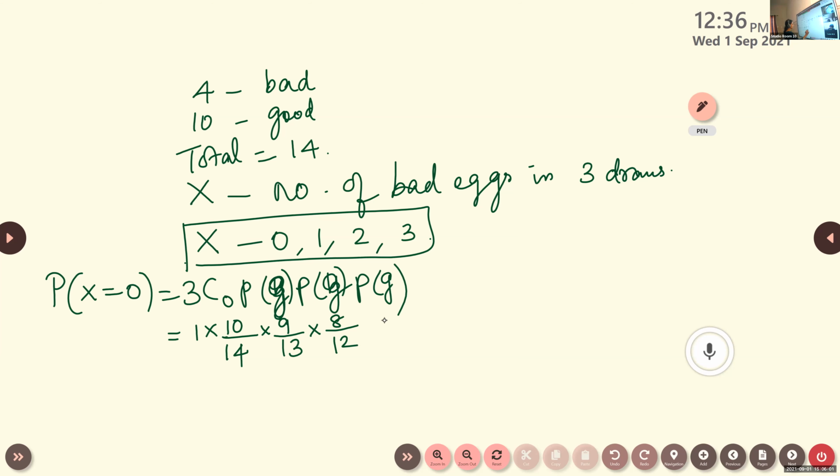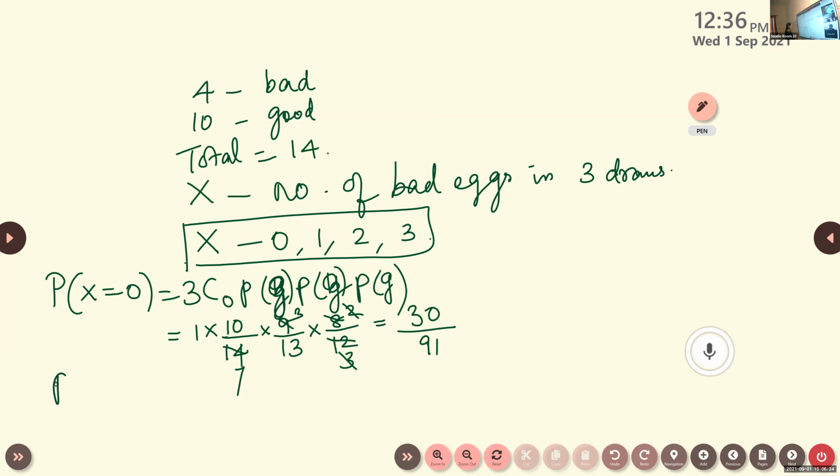Now, simplify this and find out. This is 2, this is 3. Again, if you cancel, this is 3. So, I think, is it 30 into 2? 60. One more 2 you can cancel, isn't it? So, you'll get, is it 30 by 13 into 7, is it 91?